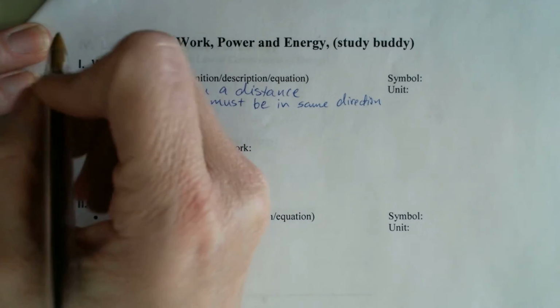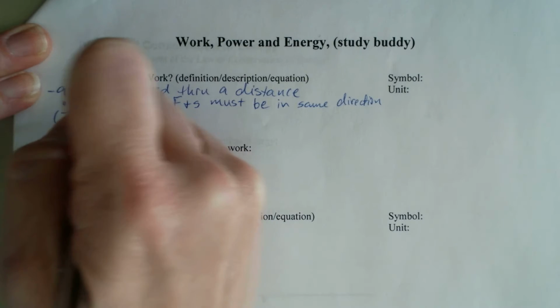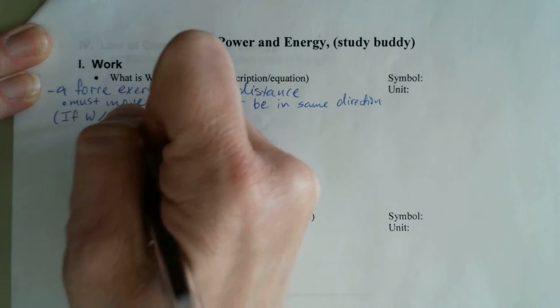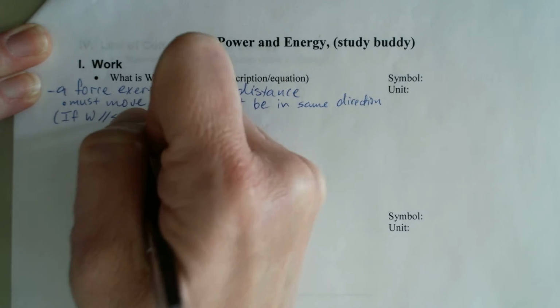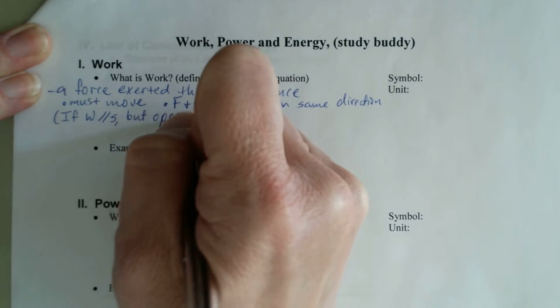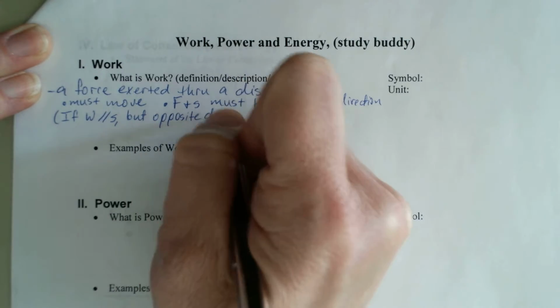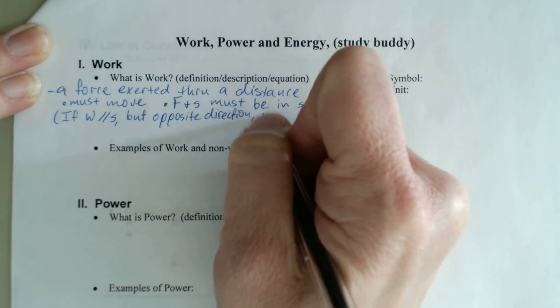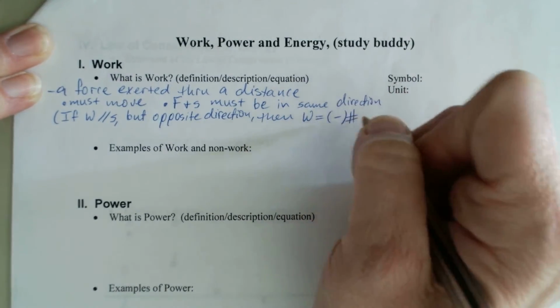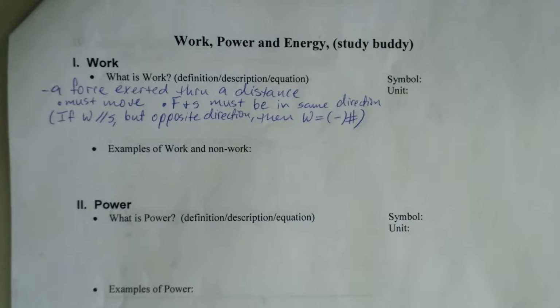Just as an aside, if the work is parallel to the displacement but in the opposite direction, then the work is a negative number. So it's like friction would be opposite of where you're going. Friction is like negative work, and where you're going would be the positive work. Okay? All right, so how do we calculate this?